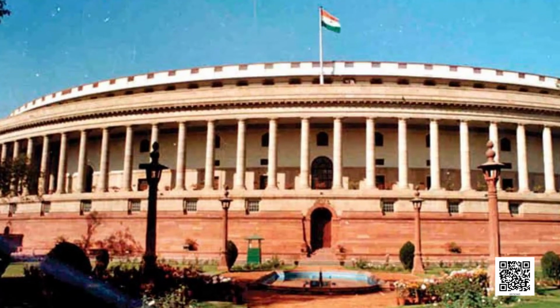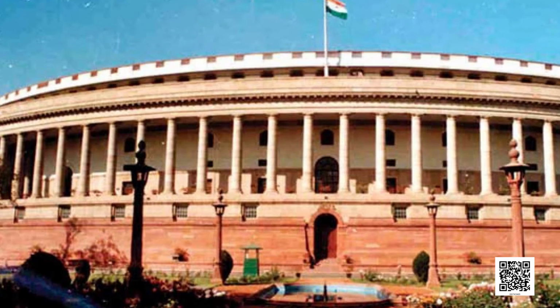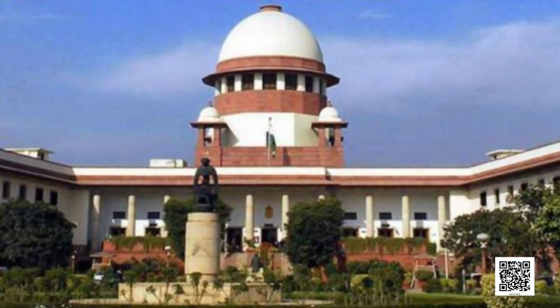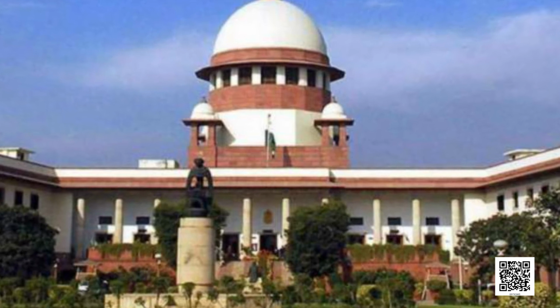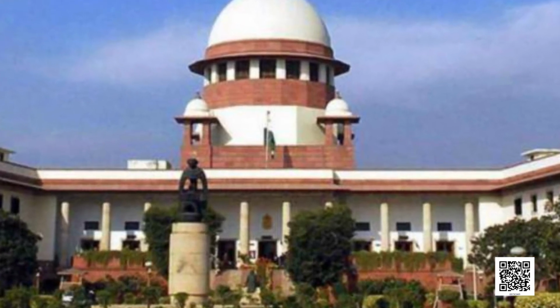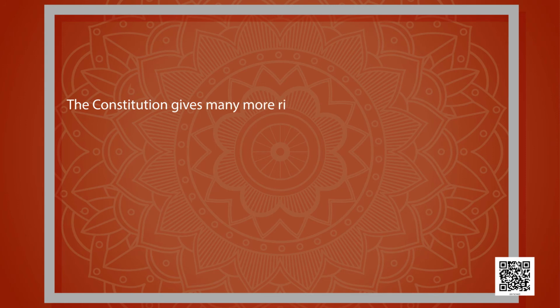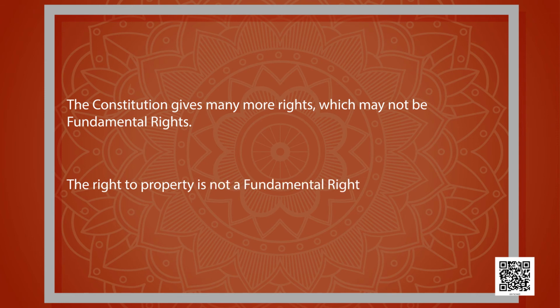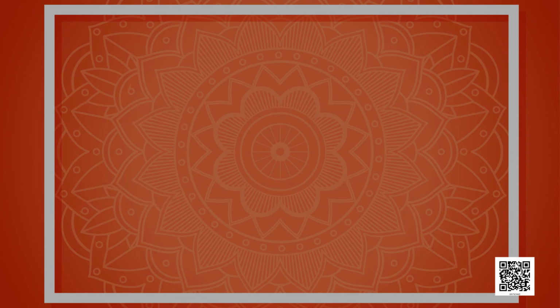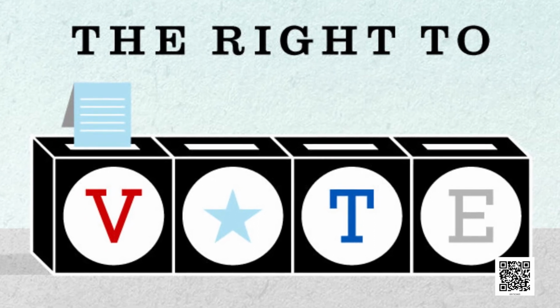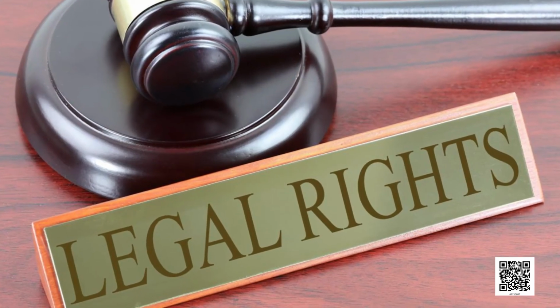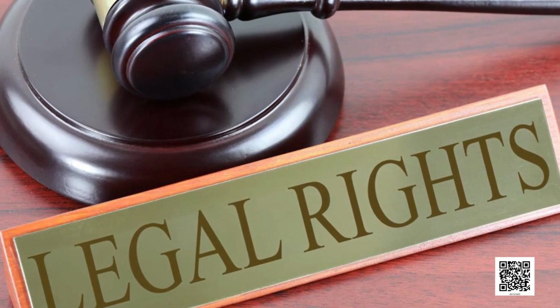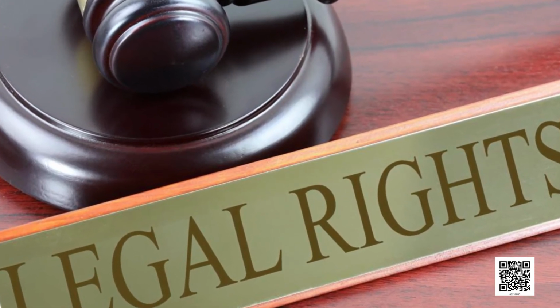Parliament has enacted a law giving the right to information to the citizens. The Supreme Court has expanded the meaning of the right to life to include the right to food. The Constitution gives many more rights, which may not be fundamental rights. For example, the right to property is not a fundamental right, but it is a constitutional right. Right to vote in elections is an equally important constitutional right. So let's have a quick look at the legal rights and the fundamental rights. The legal rights are protected by an ordinary law, but they can be altered or taken away by the legislature by changing the law.